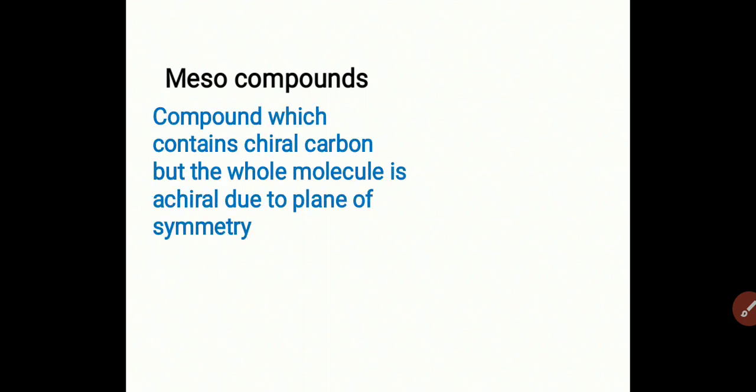So meso compounds, meso form. Meso compound means a compound which will have a chiral carbon. This is also a chiral carbon compound, but the whole molecule is achiral due to a plane of symmetry. Because of the plane of symmetry, the whole molecule becomes achiral, but there will be chiral carbon. Very important point, remember this.